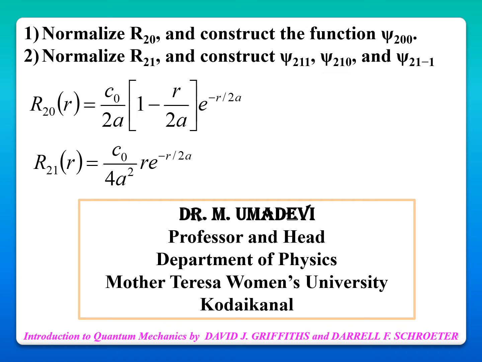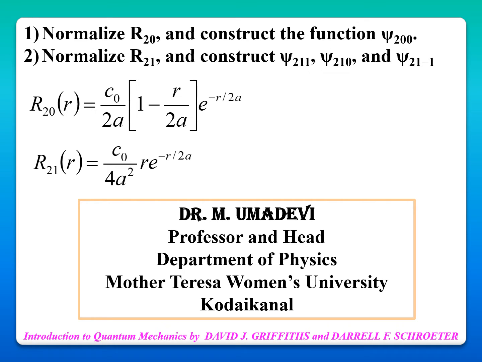Now we'll see the problem in quantum mechanics. The problem is: normalize R20 and construct a wave function psi 200. Second one is: normalize R21 and construct psi 211, psi 210 and psi 21 minus 1.